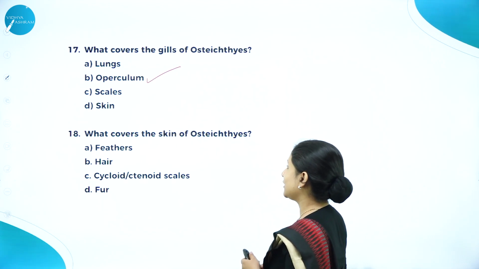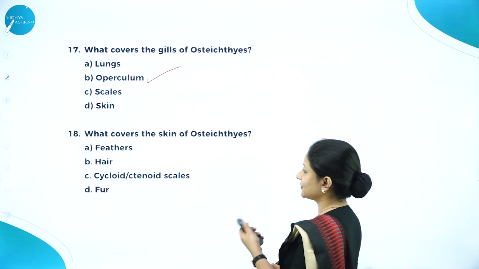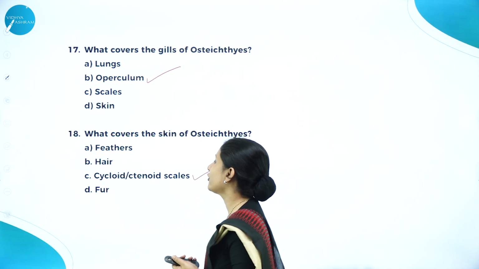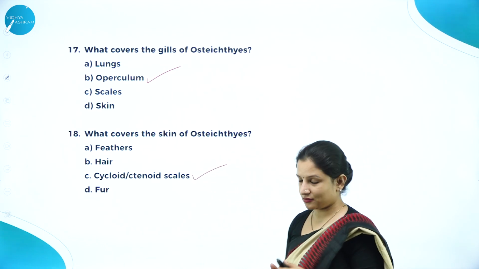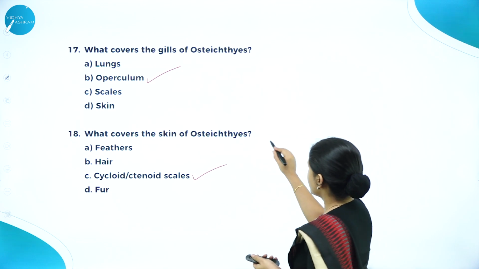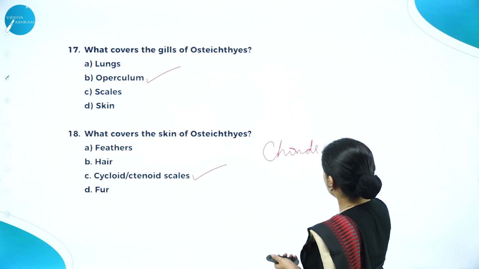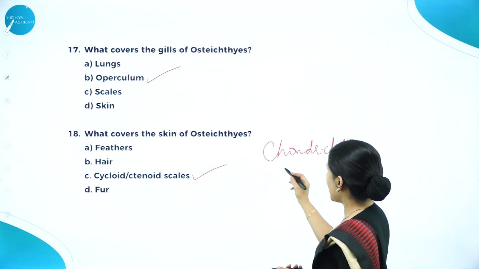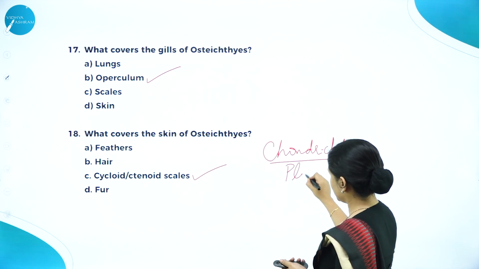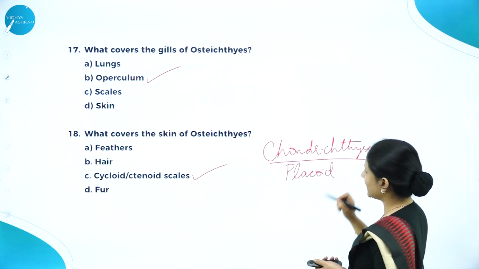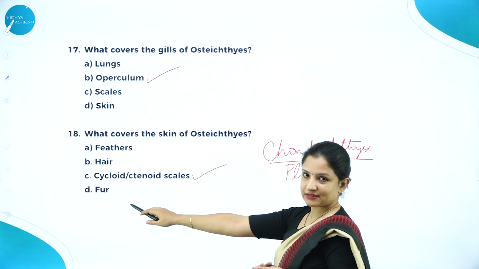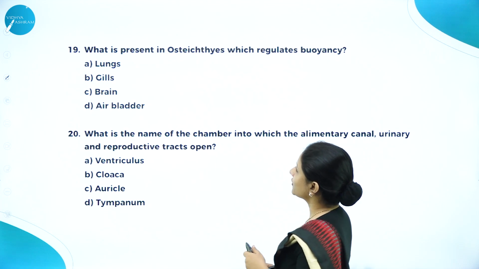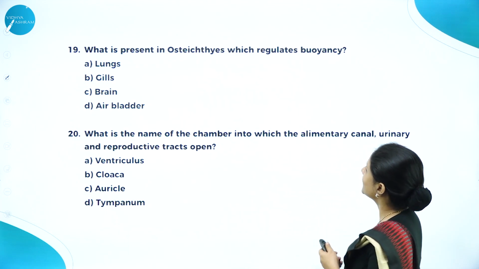Next, what covers the skin of osteichthyes? Is it feathers, hair, cycloid or ctenoid scales? Is it fur? It is ctenoid scales. Ctenoid scales are also called cycloid scales. So once more, chondrichthyes have what type of scales? They have placoid scales. Osteichthyes have cycloid scales, which is also called what? Ctenoid scales.